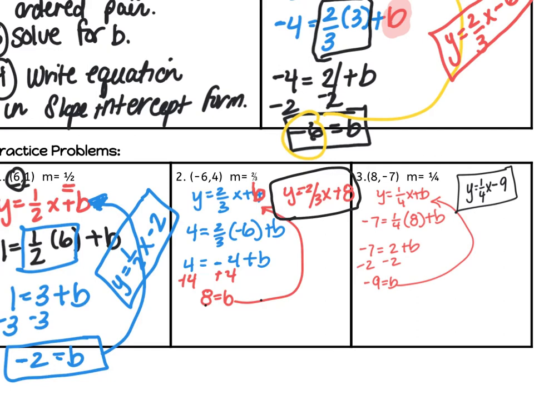On number 3, I replaced my x with 8, my y with -7. I did my math, and I ended up with my b value being -9. Again, be paying attention to your negative numbers. My final equation was y equals 1/4 x minus 9.